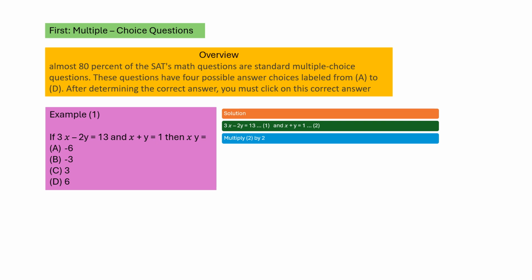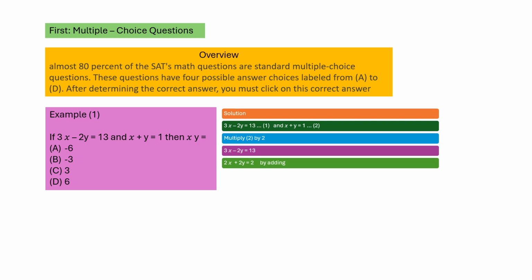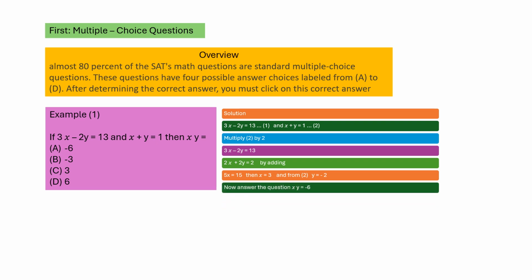If you look, we will name them equation 1 and equation 2, and multiply equation 2 by 2. Why? Because if you multiply the second equation by 2 and add the two equations, negative 2y and 2y will be cancelled. So multiply the second equation by 2, then add the first equation and the new equation, so y will be eliminated. So 5x equals 15, then x equals 3, and from equation 2 we can get the value of y, which will be negative 2.